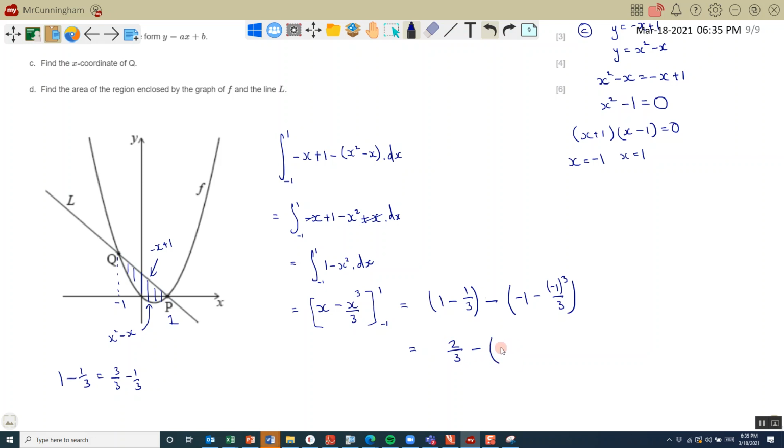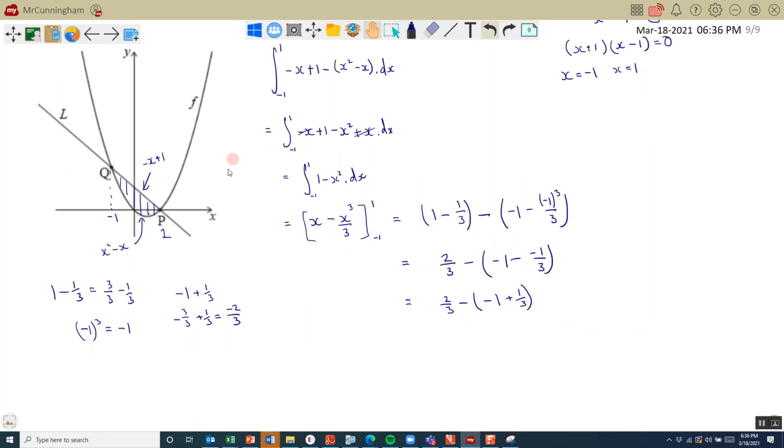And I'm subtracting off negative 1, subtract negative 1 cubed, because it's in brackets, cubing the whole thing, it's still negative 1. So I've got 2/3, subtract negative 1. This is going to become plus 1/3. So negative 1 plus 1/3, so that's negative 3/3, plus 1/3. Negative 3 plus 1 is negative 2. So I get negative 2/3. So you have to be very careful when you're doing this.